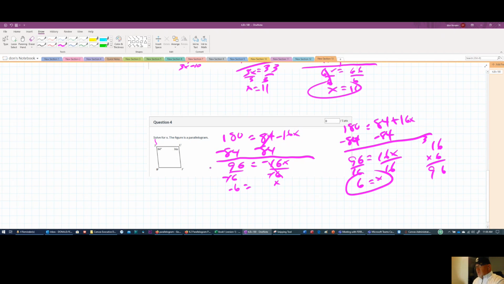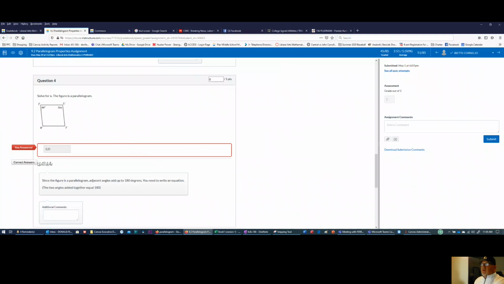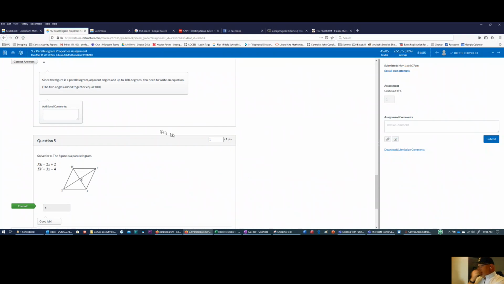And you know it can't be negative. That made no sense whatsoever. And that's why I ended up going back to it and redoing the problem. So x equals 6. So let's take a look. Hopefully I'm right. Oh yes, I'm right there. X equals 6. So that's for question number 4.